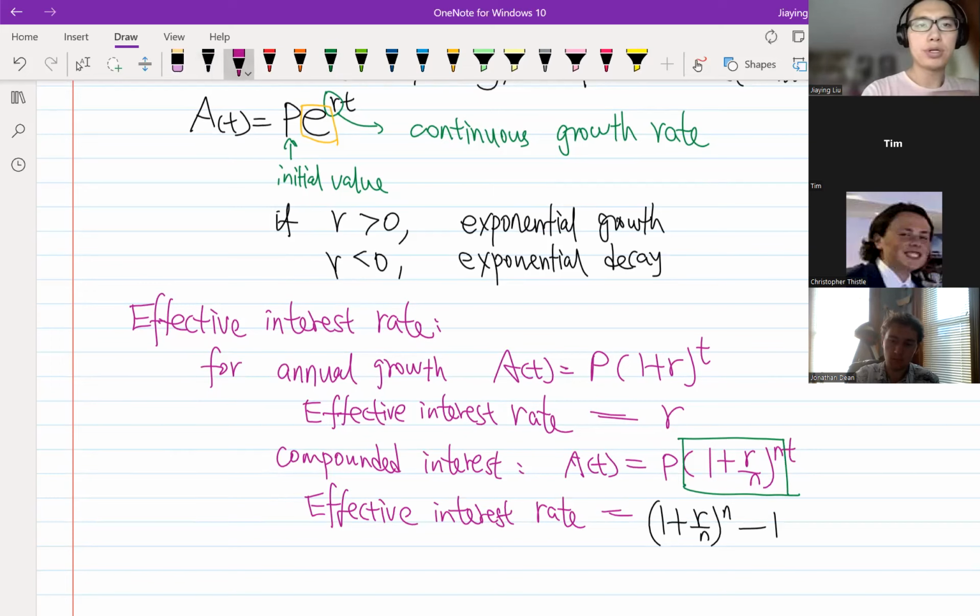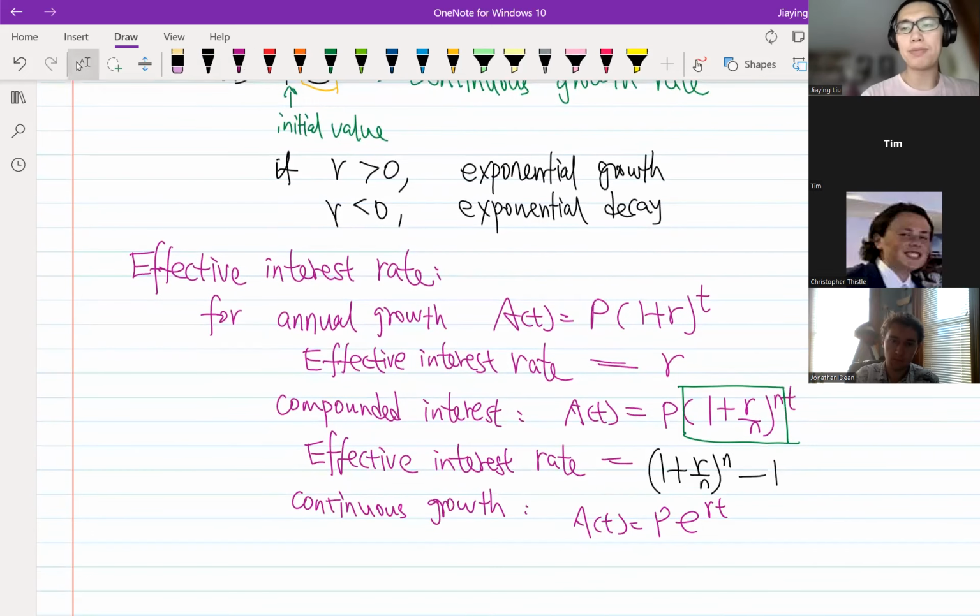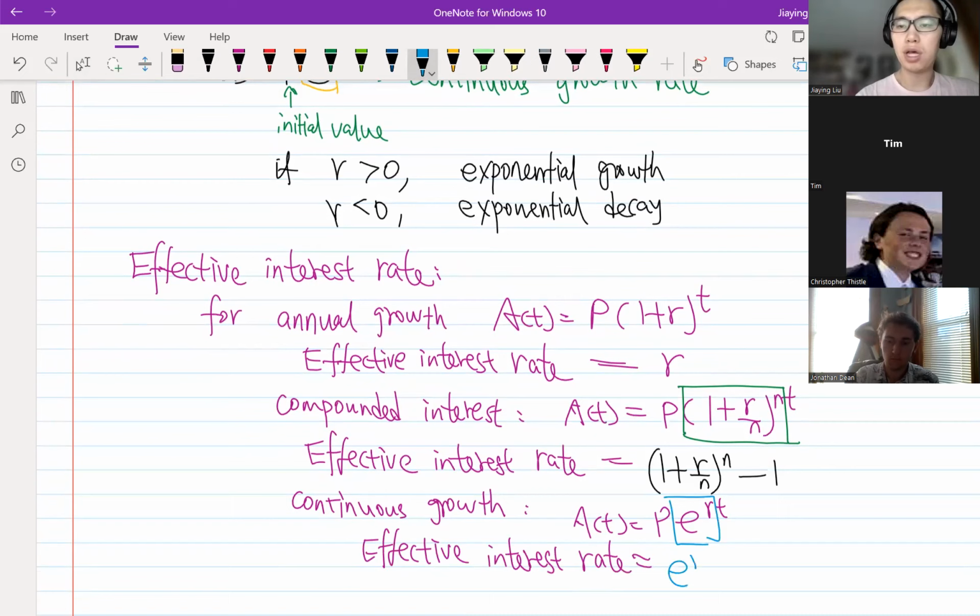And for the continuous growth model, A of t equals P e^(rt). Again, we're going to drop the P, drop the t, and subtract 1. So the effective interest rate is equal to e^r minus 1.